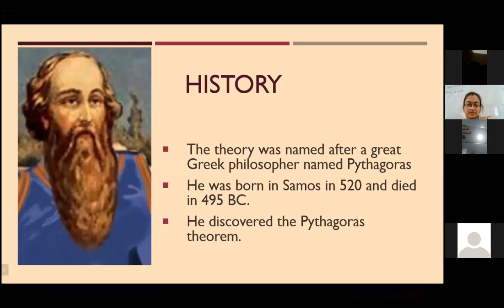The history of the theorem. The theorem was named after a great Greek philosopher named Pythagoras. So Pythagoras theorem was discovered by Pythagoras. He was born in Samos in 1520 and died in 495 BC. He discovered the Pythagoras theorem.